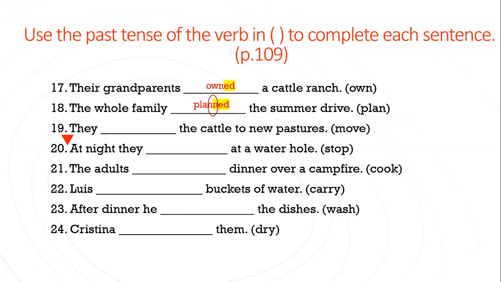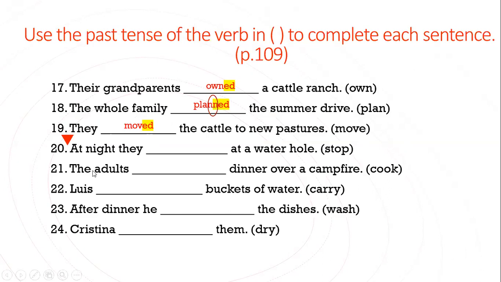Let's go to number 19. They blank the cattle to new pastures. And our verb is move. Now let's look at the verb move. Is there a rule from the rules for spelling the past tense that would help here? Yes. What rule is that? Rule number 2. Because rule number 2 states that verbs ending with E, we drop the E and then we add ed. So notice that move had one E, and when we drop the E and add ed, we only have one E in moved. Should not have two E's because the E, you have to drop it before you add the ed.